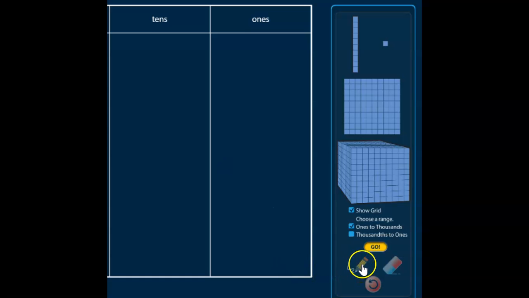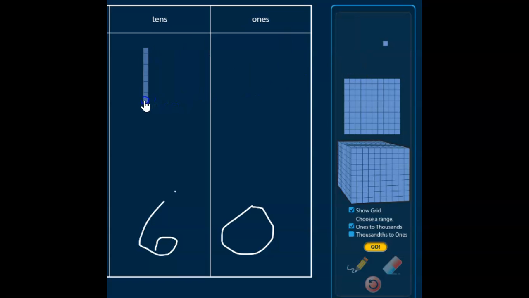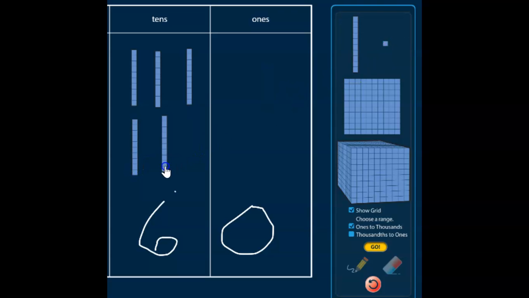Let's do 60. Just 60. All right. Now, how many 10 blocks do I need to bring over? All right, let's try it. 10, 20, 30, 40, 50, 60. How many blocks did I bring over? 6, right, because they each stand for 10, so that's 60.